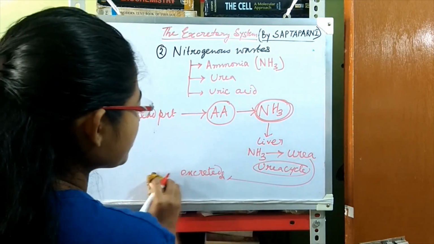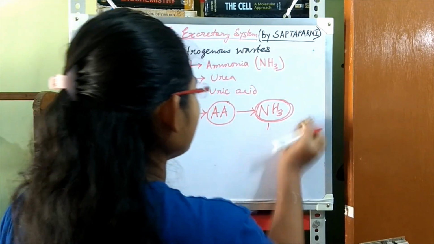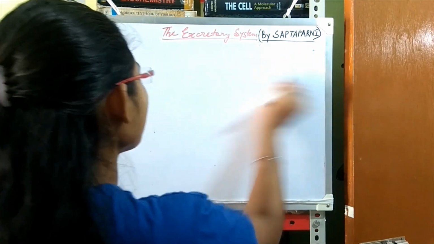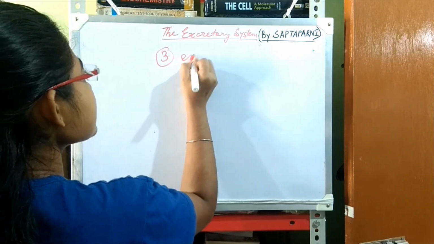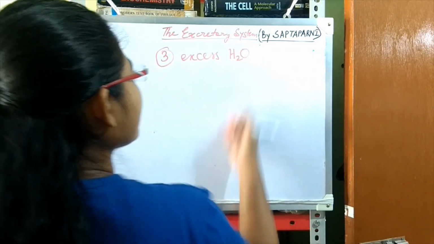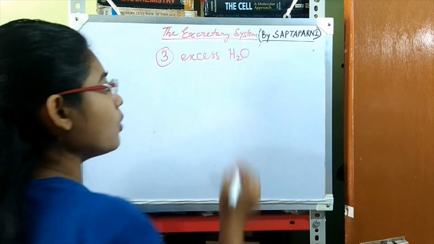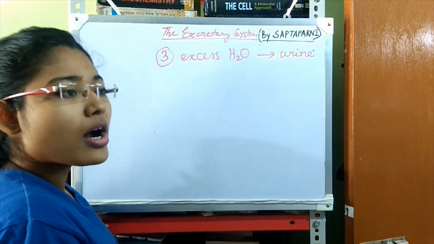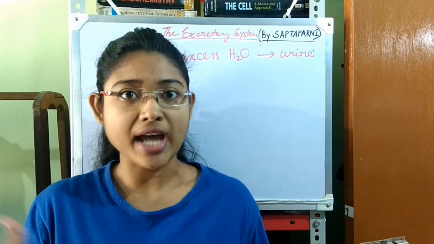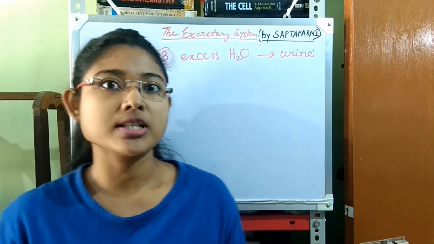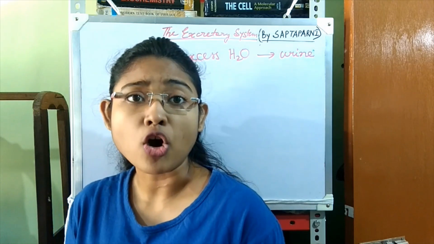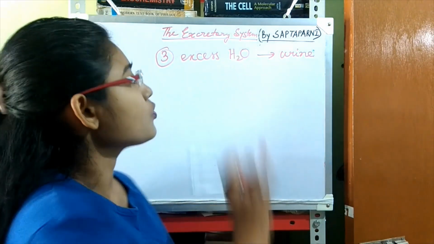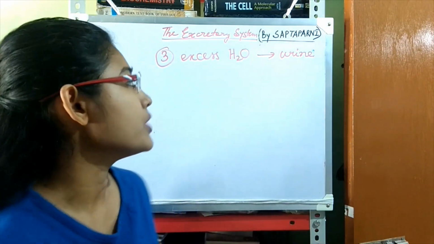Now, coming to the third product which must be eliminated out from our body. The third product is excess water. Excess water is mainly excreted out in the form of urine. Okay. Excreted water mainly works like a river which carries all the excretory materials like nitrogenous wastes, salts and other excretory materials, and so the excess water is excreted through urine.